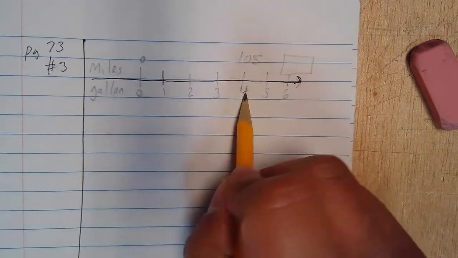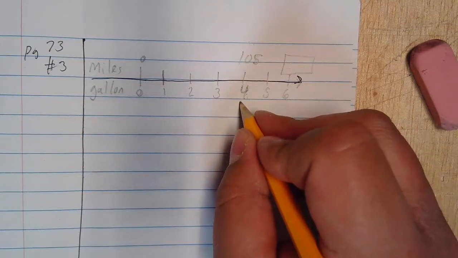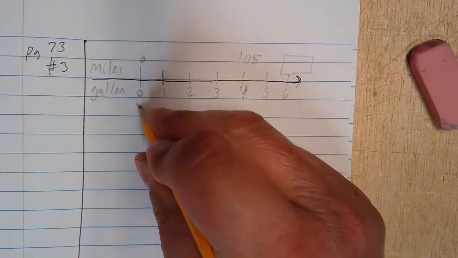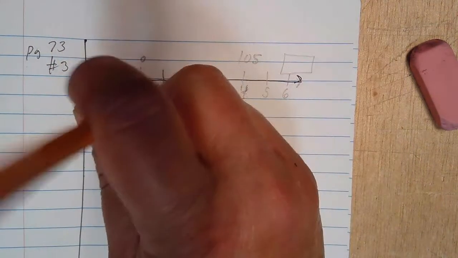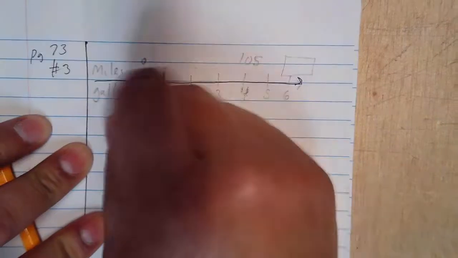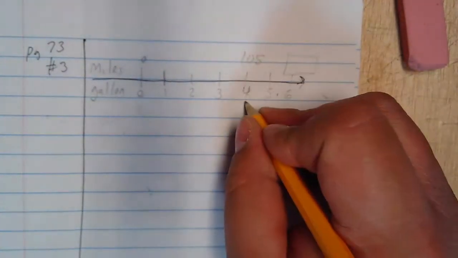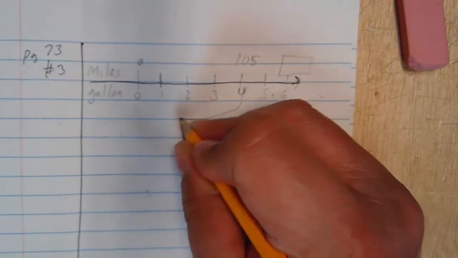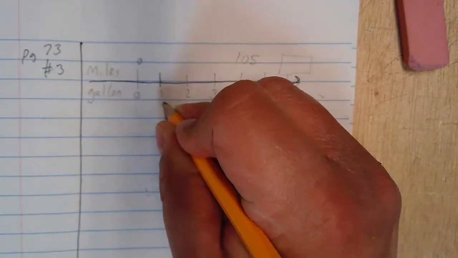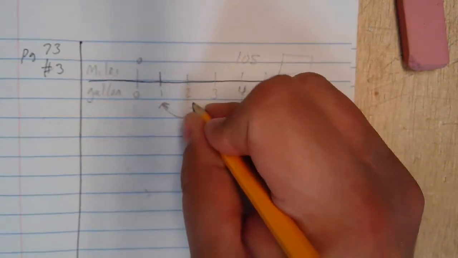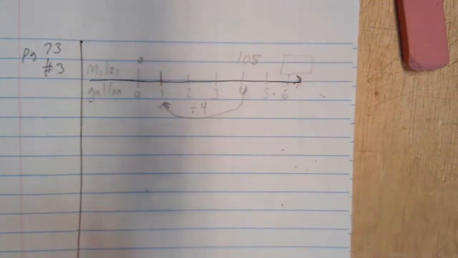So it looks like I have to figure out how many miles per gallon I get. So I'm going to have to find the unit rate, right? And you're going to see in just a moment that really what you're doing is equivalent fractions, but I'll show you what I mean in just a moment.